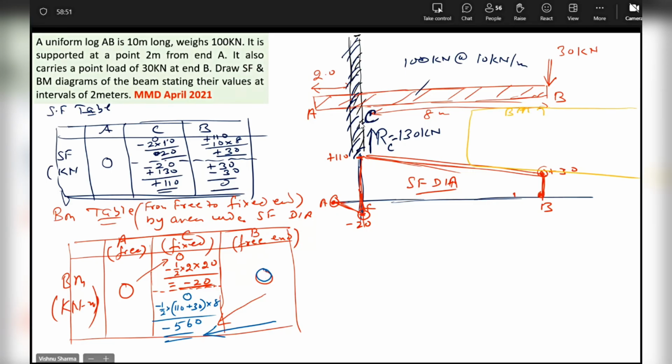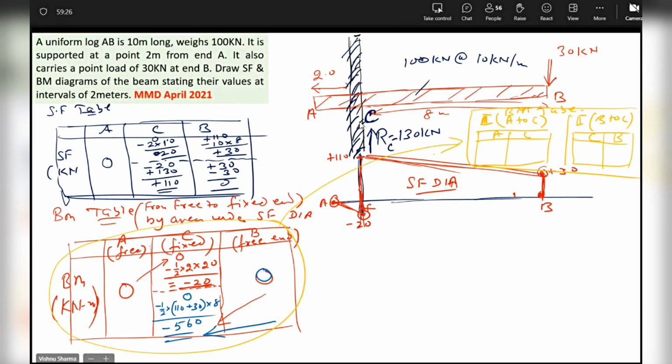BM table, first A to C, second B to C. So you make a 2-point table here, A and C, and you make a 2-point table here, B and C. Is that clear, beta? Am I clear? Or B and C, whatever you want to write. Understood? So if you're not happy this way, if it is causing confusion, you can split them into two like this. Understood?